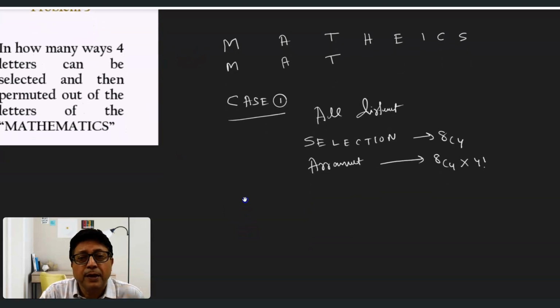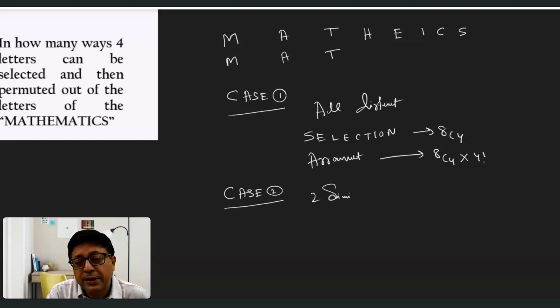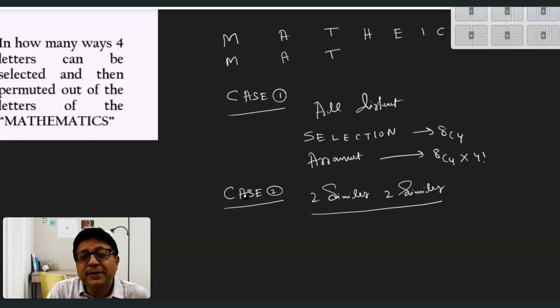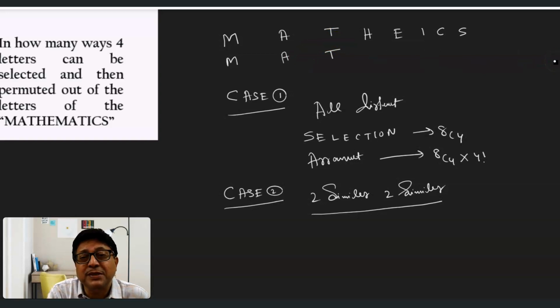Okay. Now case 2, when we are considering two similar letters. How many similar letters are there? 3 pairs of similar letters are there: 2 M's, 2 A's and 2 T's. Two similar means we will be selecting 2 pairs out of these 3 pairs. So selection can be done.